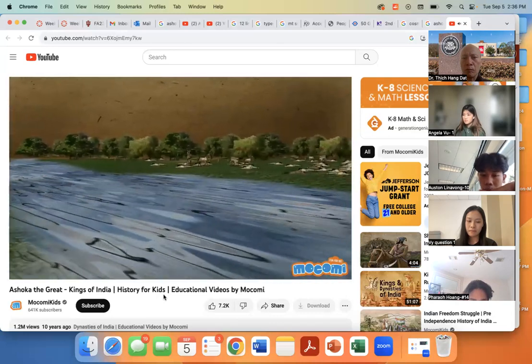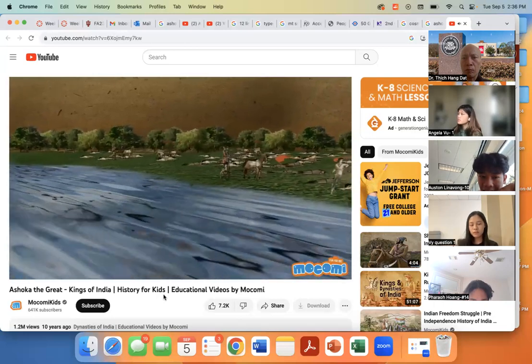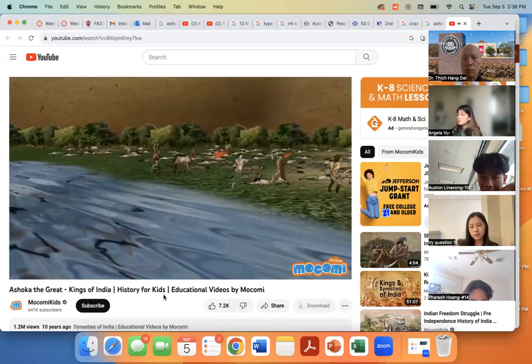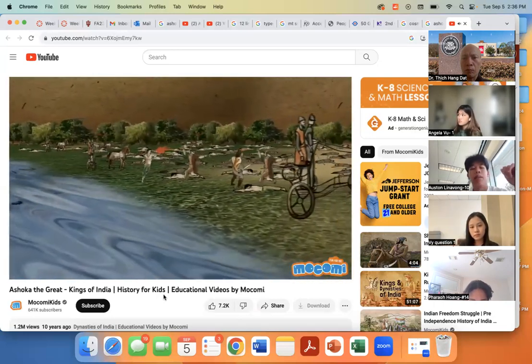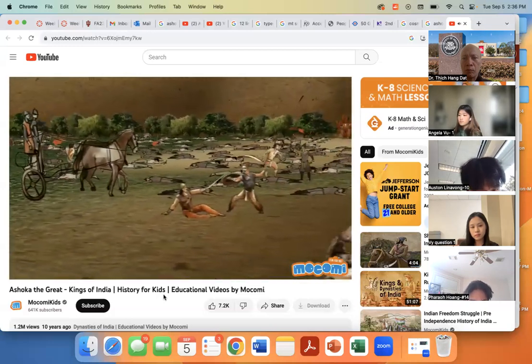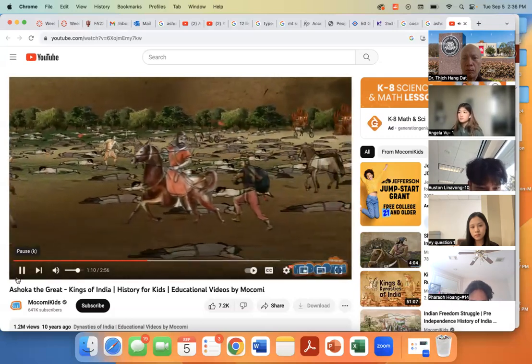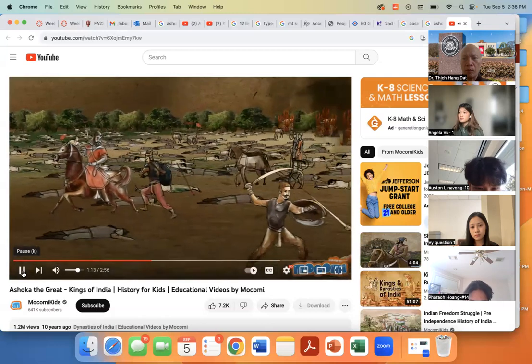Kalinga was a state in the fertile land between Godavari and Mahanadi rivers. Ashoka invaded this kingdom after they refused to bow down to him. It is said that 100,000 soldiers of the Kalinga army died in this war, and Ashoka too lost around 10,000 of his men. Okay, it's a little bit long, but I want to show this.